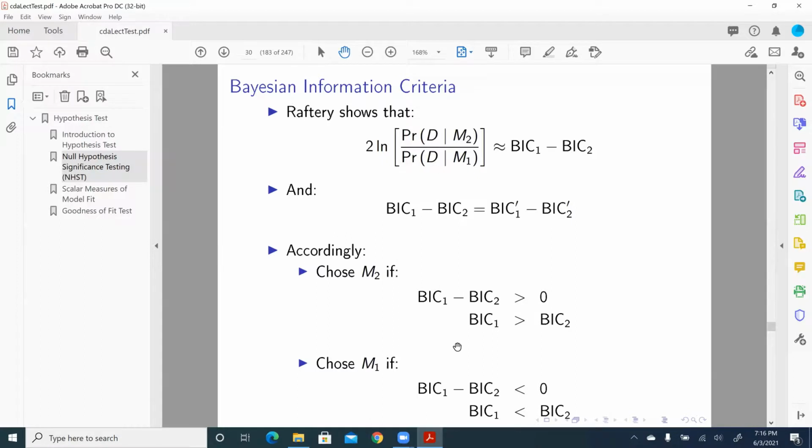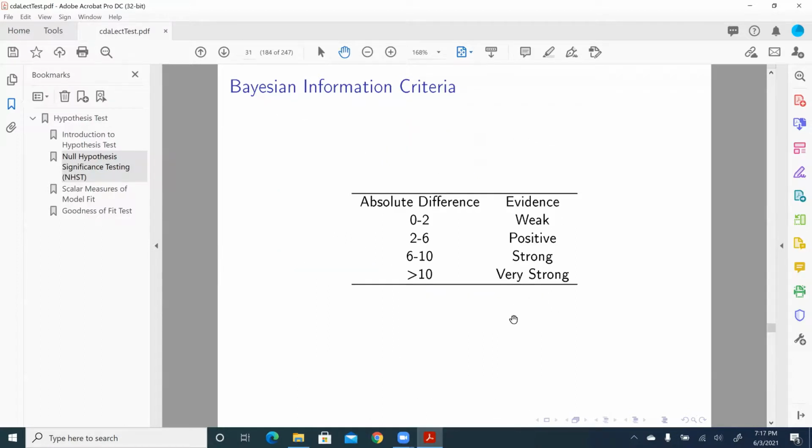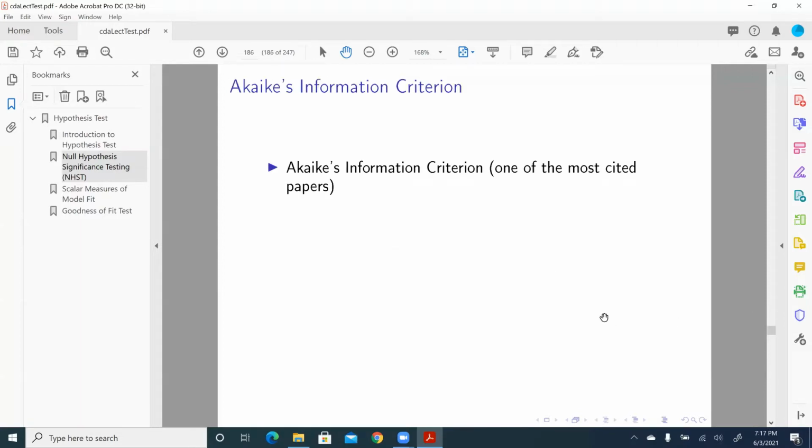And people say, well, how small is small? Here is a rule of thumb. If the difference is 0 to 2, there's weak evidence. From 2 to 6, that's positive. And 6 to 10, that's strong. And greater than 10, very strong evidence favoring the model with smaller BIC. But again, there is no scale boundary here. Let's say for R-squared, we know it's from 0 to 1. For BIC, it's basically unbounded. And these are relatively speaking subjective.